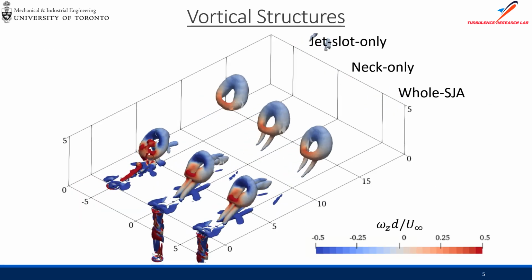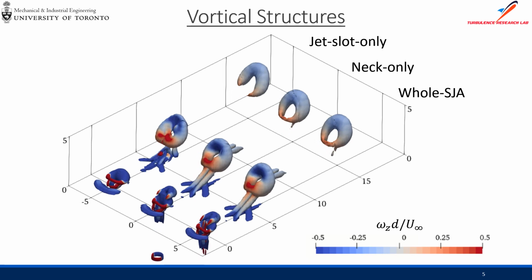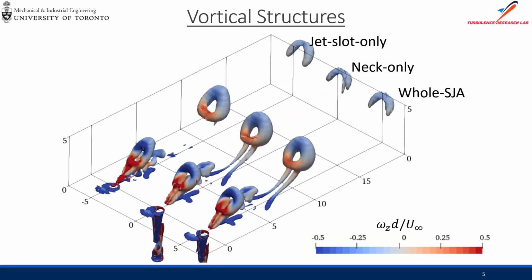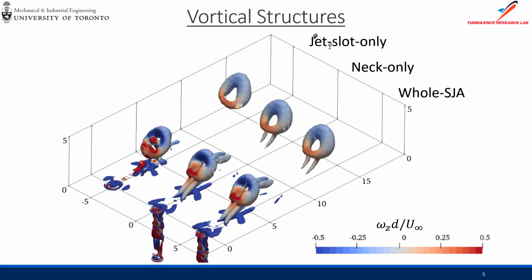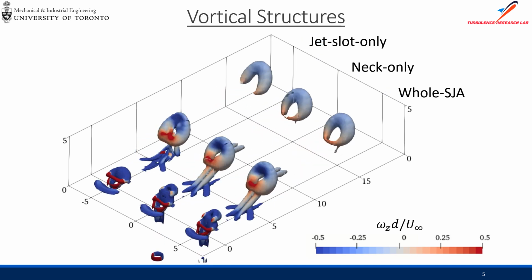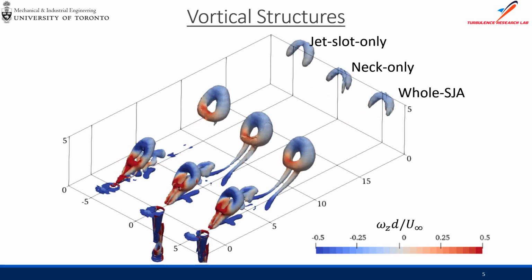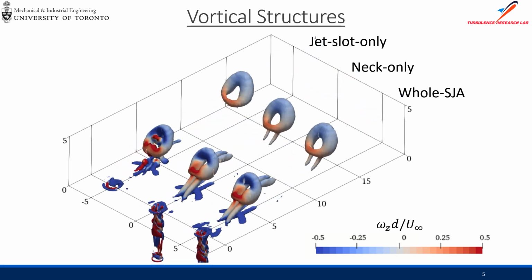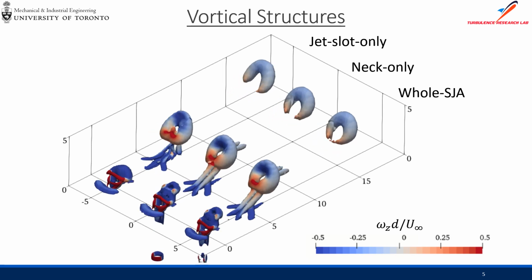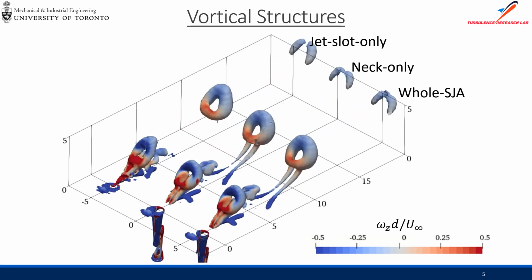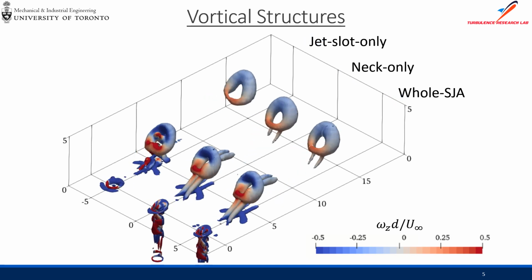Here we're starting with some instantaneous Q criterion contours, and I've put all three cases next to each other. The bottom one is the whole SJA with dynamic mesh. The center one is neck only. Finally, the top one is jet slot only. Overall, all three methods predicted a tilted vortex ring in the end.